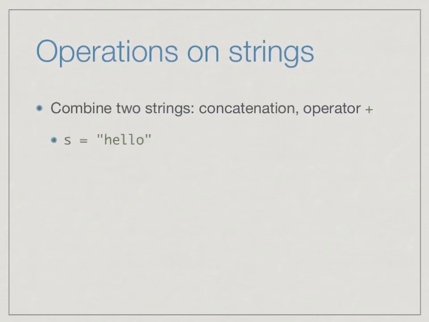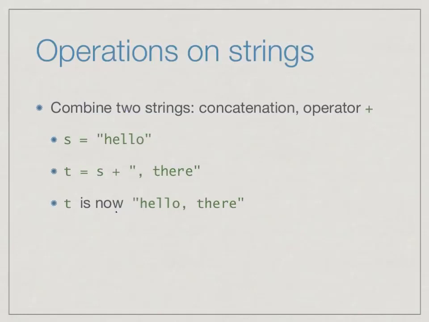So if we have a string hello, as we did before, and we take a new string and we add it to S, then we get a string T whose value is the part that was in hello plus the part that was added. Okay? So plus is just a simple operator which takes two strings and sticks them side by side.